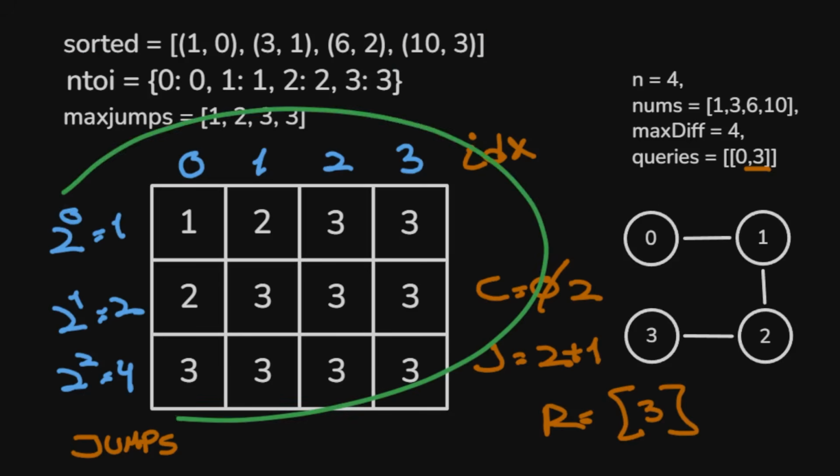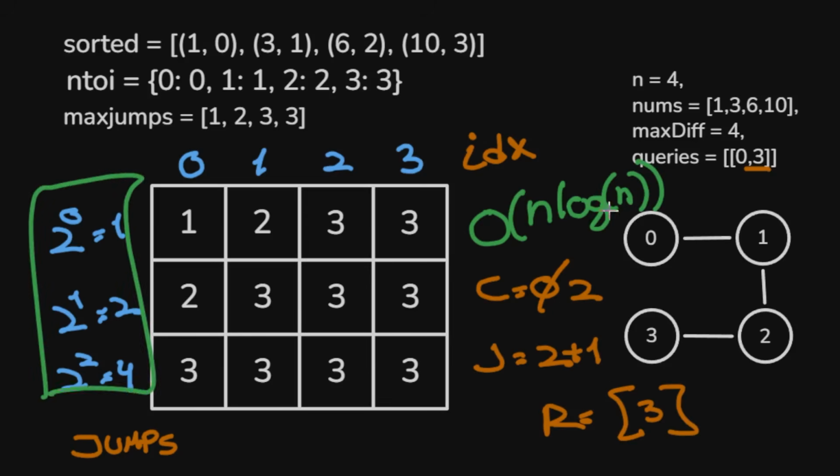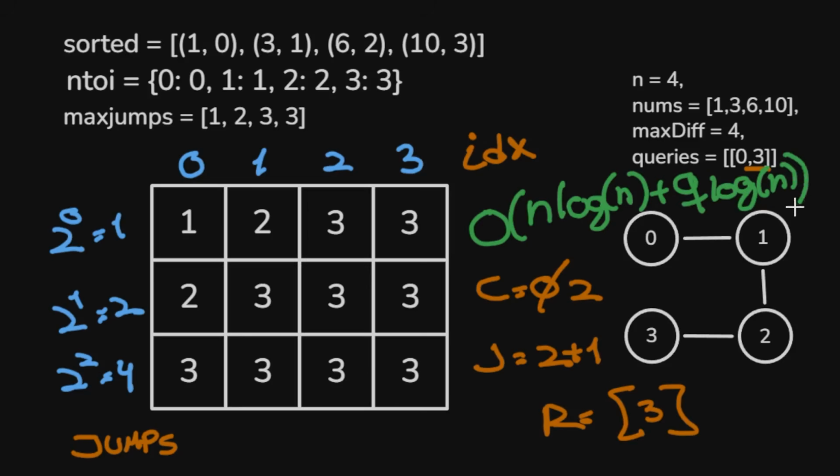And here is what's interesting about this binary lifting. Given that we increase jumps in terms of powers of 2, space for this is big O of n, because of columns, we have n columns, times log n, okay? If we increase in terms of powers of 2, we have log n rows. So overall time complexity is this plus q log n. Why? Well, because first we have to sort nums. This requires n log n.